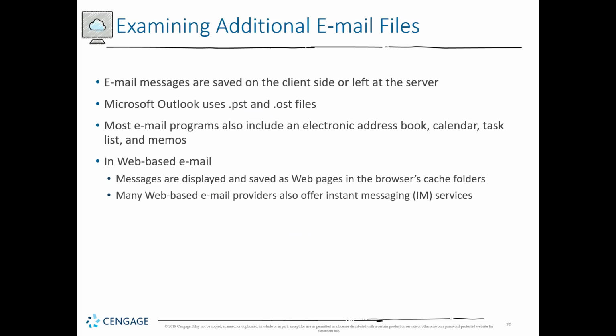Email messages are saved on the client side, or they're left as a copy on the server. Microsoft Outlook saves everything as an OST file. You can export or archive them to a PST, but again, that's just the mail database that Outlook uses. Most email programs will also include some type of electronic message or address book, calendar, task lists, memos, and so forth. It doesn't matter if you're using a desktop app or a web app. These are common features in almost every email system.